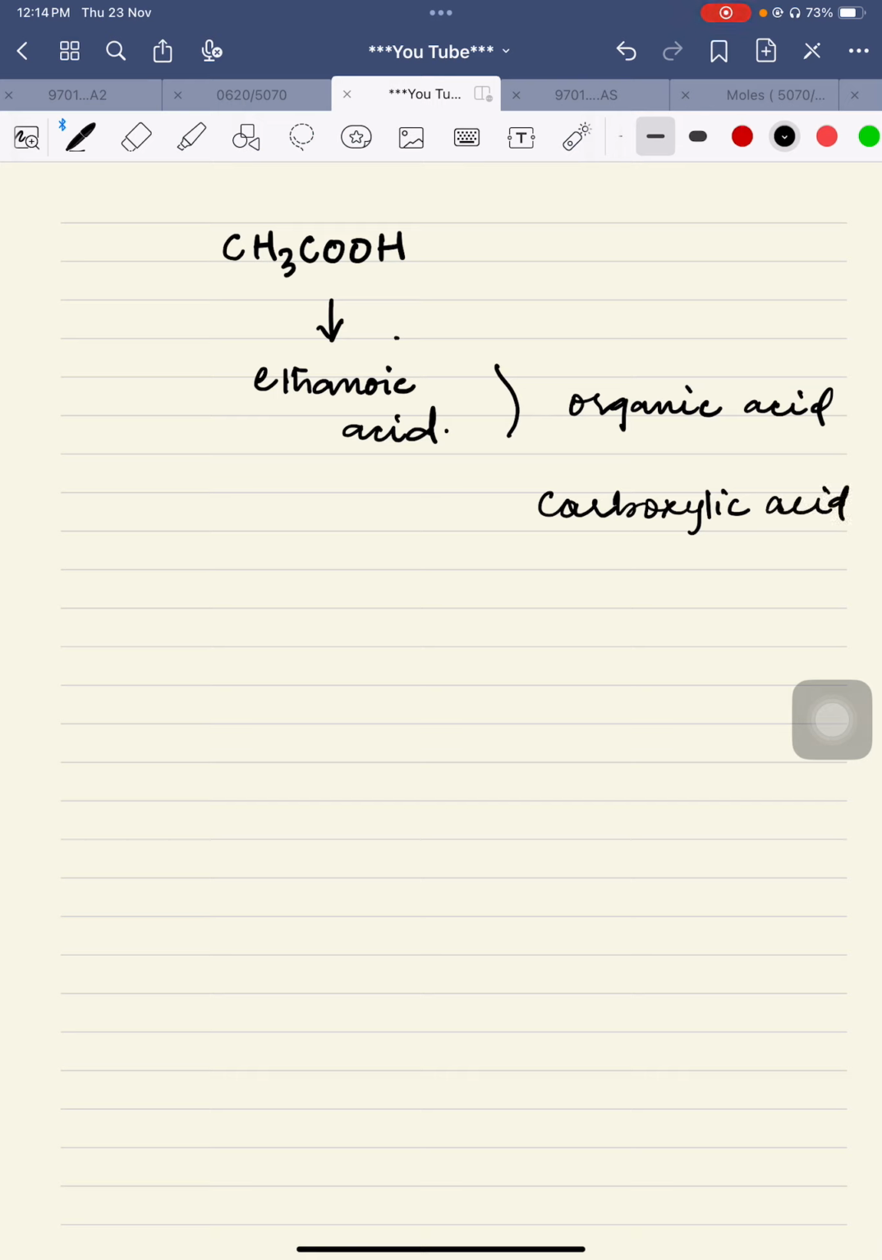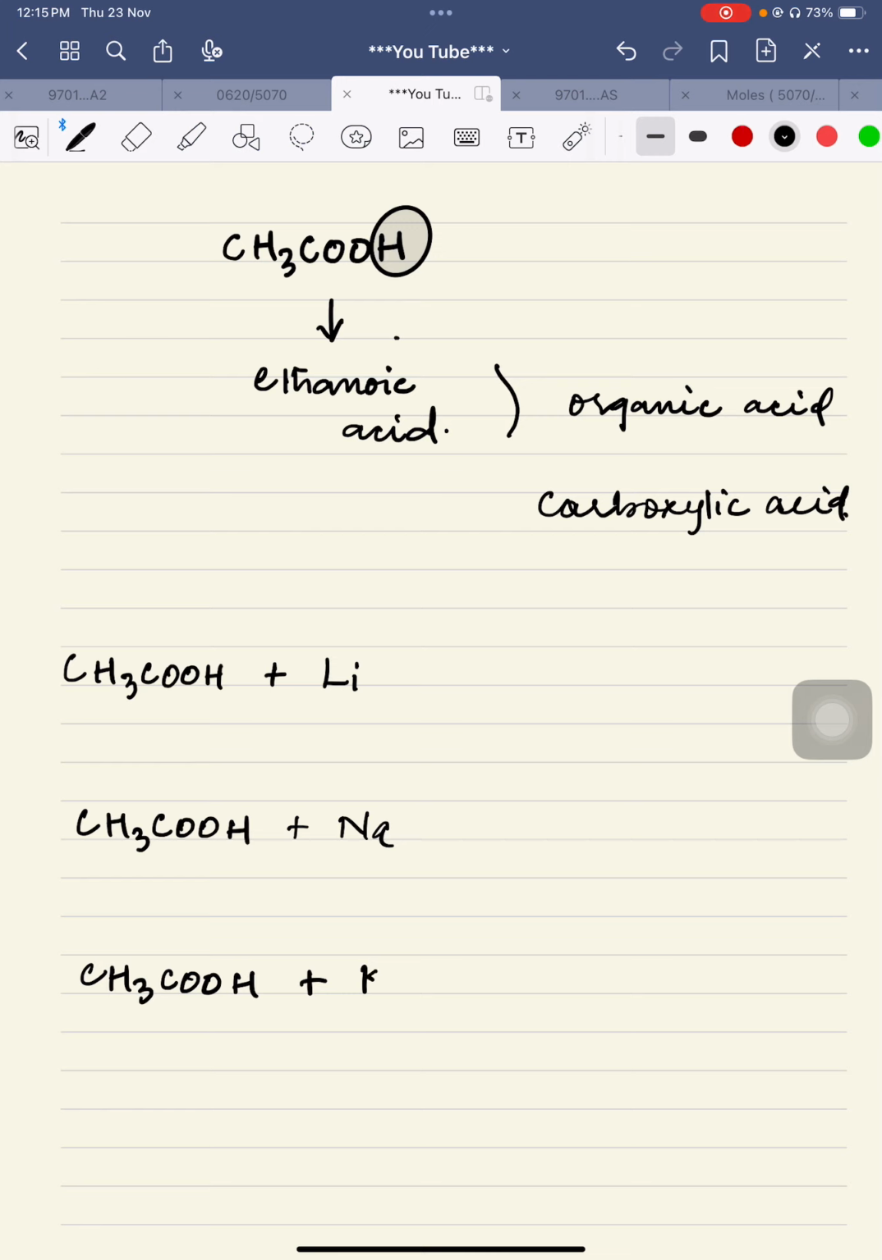All right, now if we are going to react with these acids, any metal of group number one, you should know this thing at this stage, that this is the hydrogen which is the replaceable hydrogen. So this is CH3COOH reacting with lithium, CH3COOH reacting with sodium, CH3COOH reacting with potassium. Here the product will be CH3COOLi. Along with that, H2 gas will be formed.